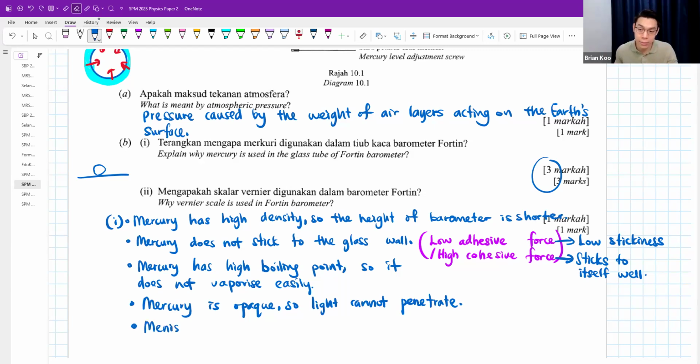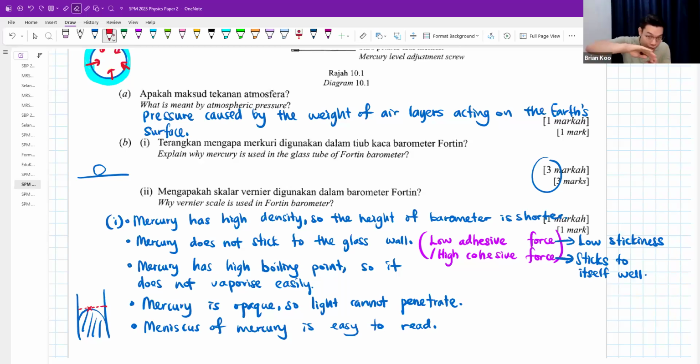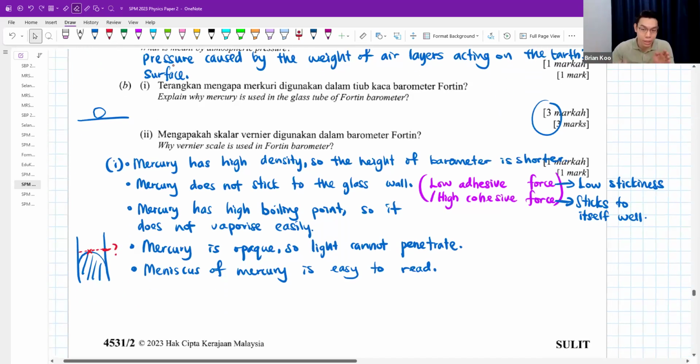Also one more, the meniscus of mercury is easy to read. For mercury, the meniscus is this mercury level like that. This is the tube, this is the mercury. For mercury, the meniscus looks something like that. The curved part at the top of the mercury is very easy to read and it curves very uniformly. So you can just read the reading here like that. Mercury will curve like that at the top. Okay, got so many answers. You can write any three marks.